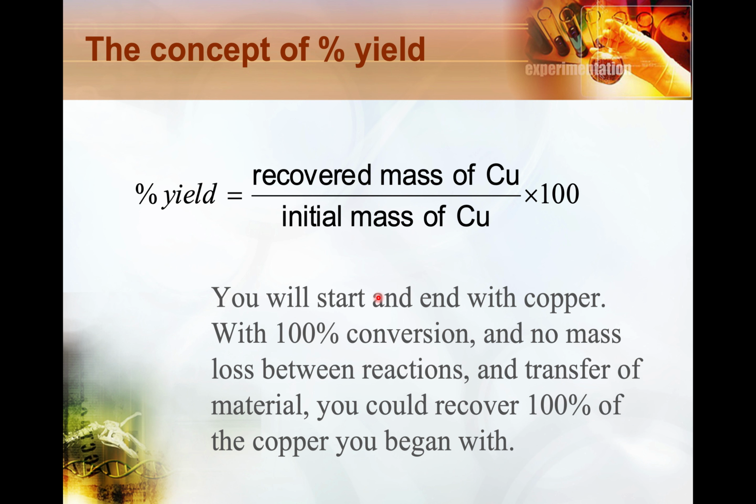And then finally, as we said, your goal is to get the highest percent yield that you can. You'll start and end with copper, and with no mass loss and perfect 100% conversion, perfect transfer of material, you should end up with 100% of the copper that you began with. It's almost certain that you won't get 100%, but it's good practice to start using your hands well and being as careful as possible about, one, deciding when a reaction is finished, and two, making sure that you've completely transferred material from one flask to another.